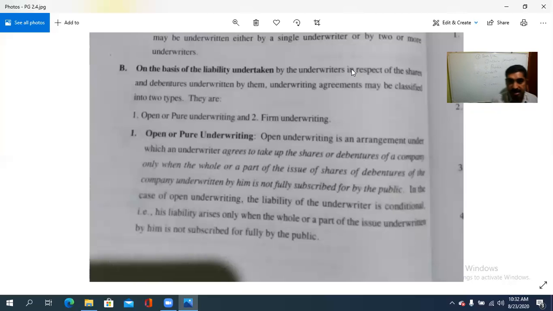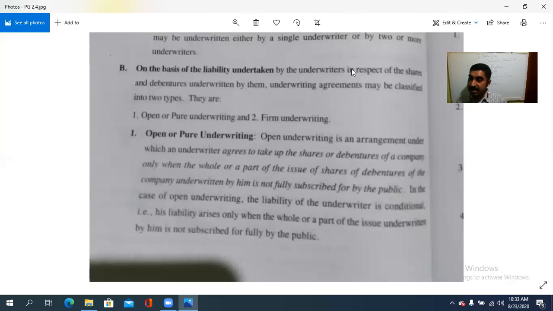So in the case of open underwriting, the liability of the underwriter is conditional. That is, his liability arises only when the whole or part of the issue underwritten by him is not subscribed for fully by the public. The public does not take it in full, whether whole or part of the shares, issue of shares and debentures, that is not to be taken by the general public in full. In such a case, he is liable to that condition only. That is why, on the basis of the liability, this one occurs: open or pure underwriting. So clear?